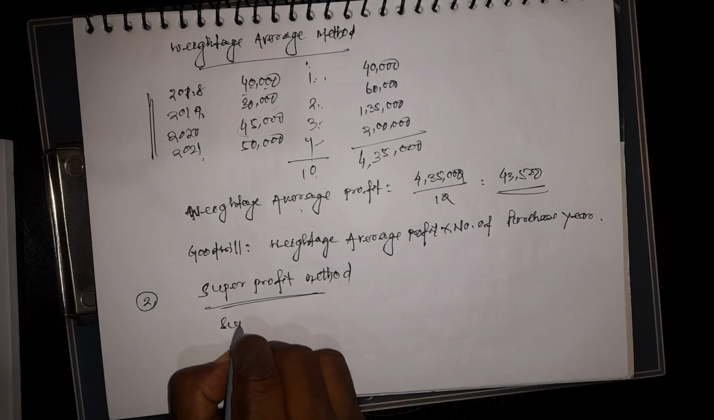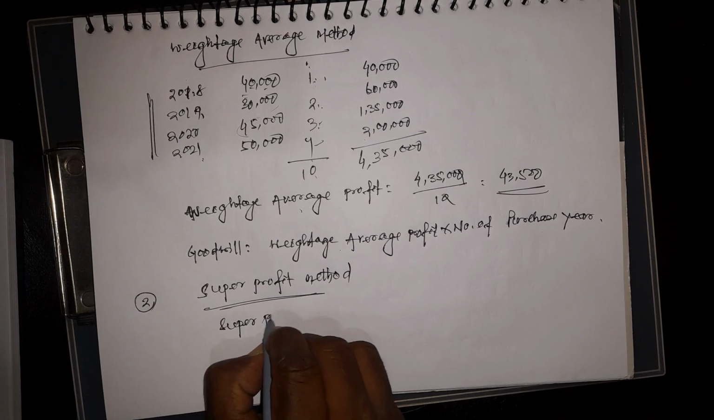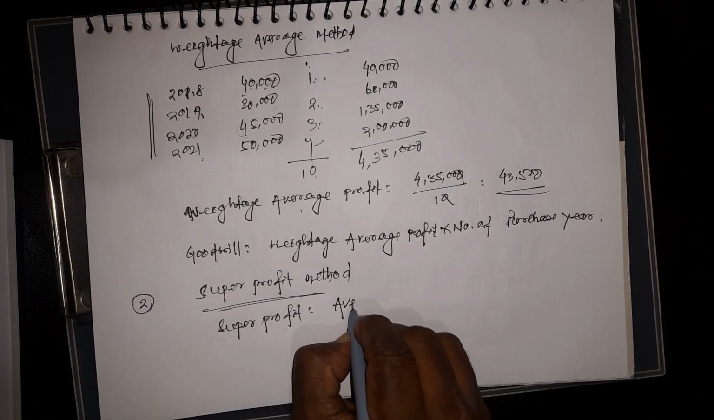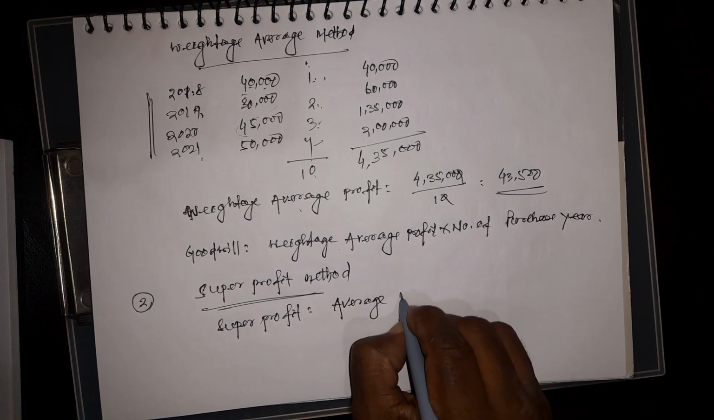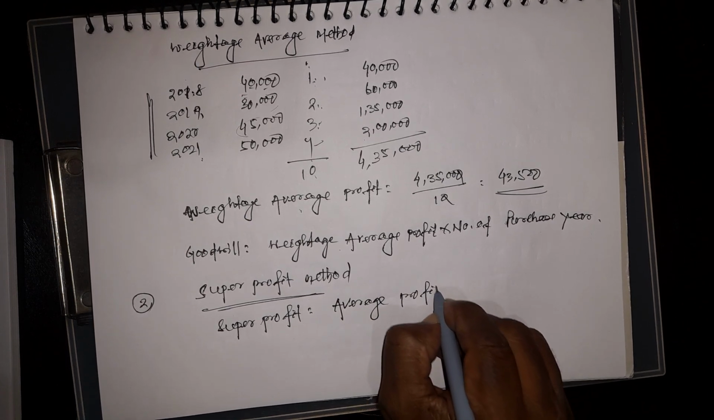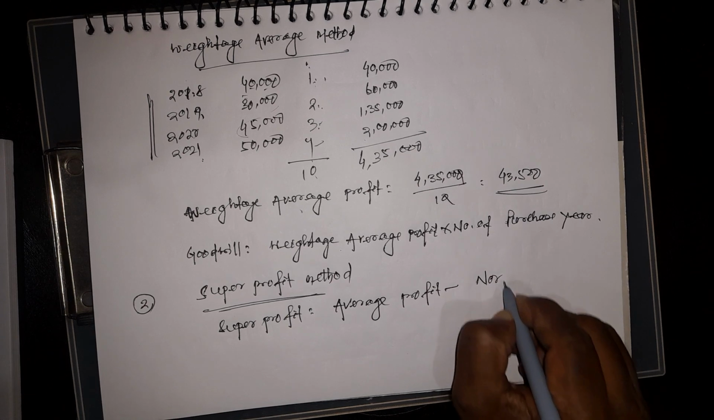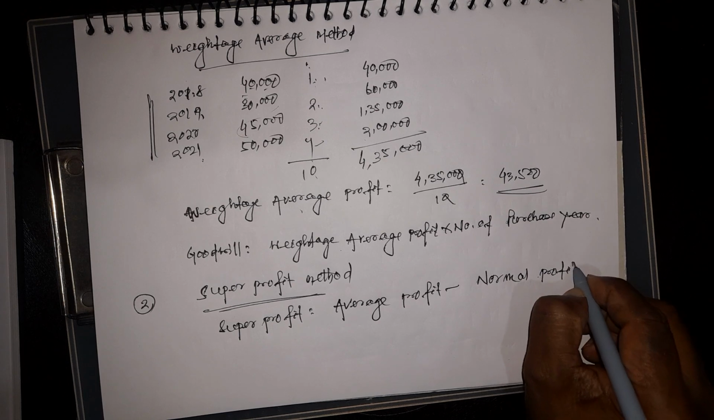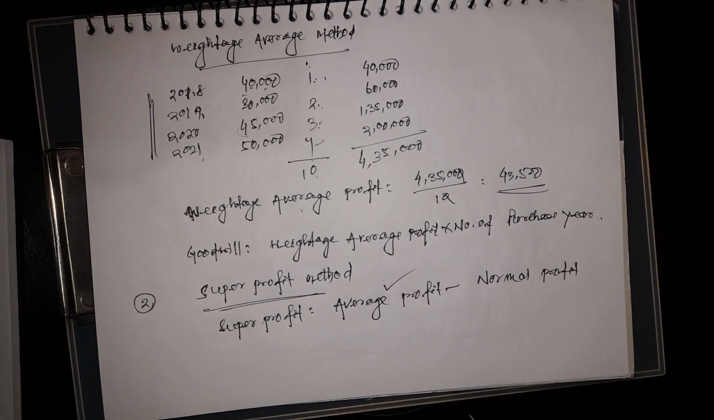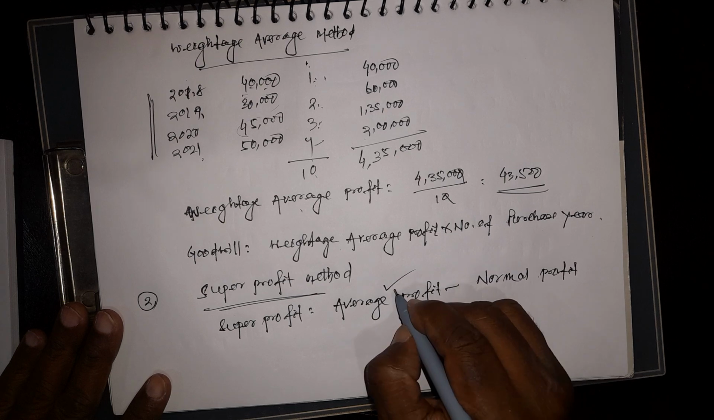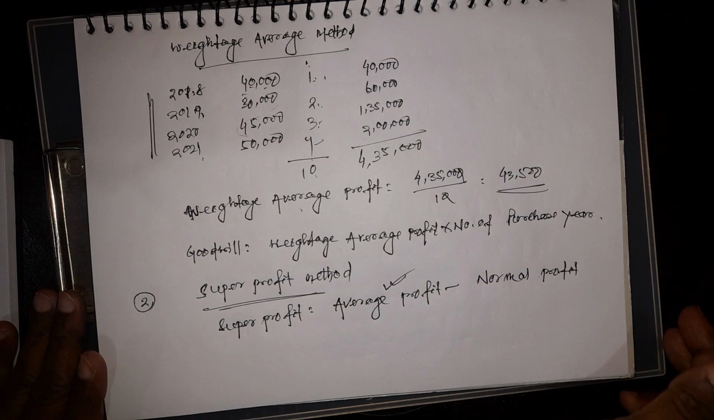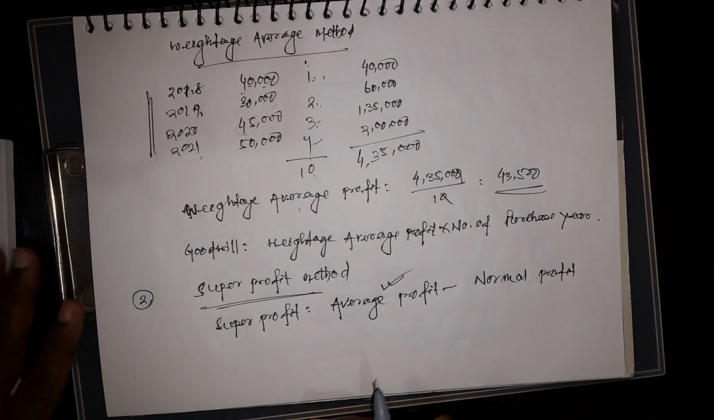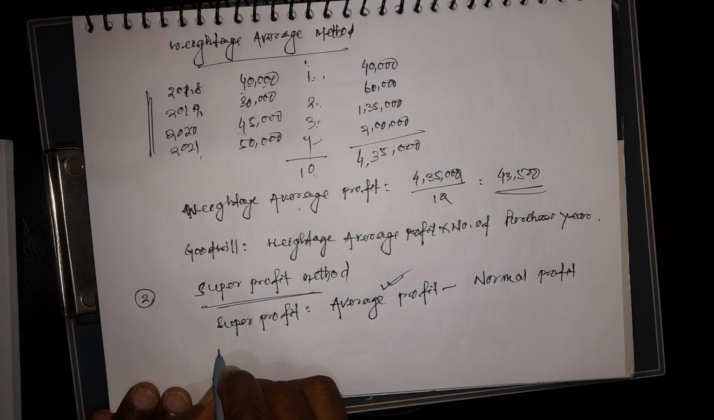Super profit means I will calculate super profit. Super profit equal to average profit minus normal profit. Clear? These two profits you have to calculate. Suppose 2-3 years profit is given, from there you will calculate average profit. Normal profit you generally have to calculate. Clear? How will you calculate the normal profit?